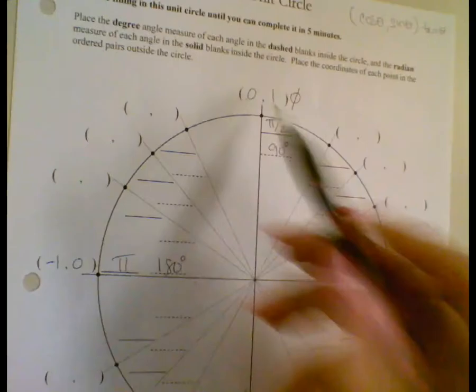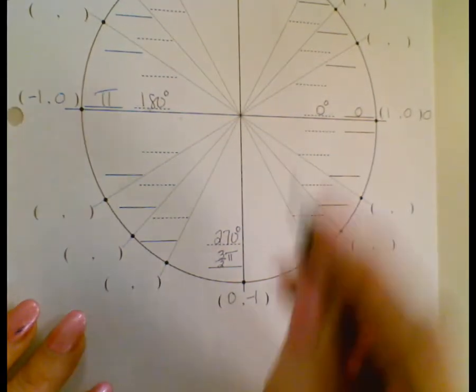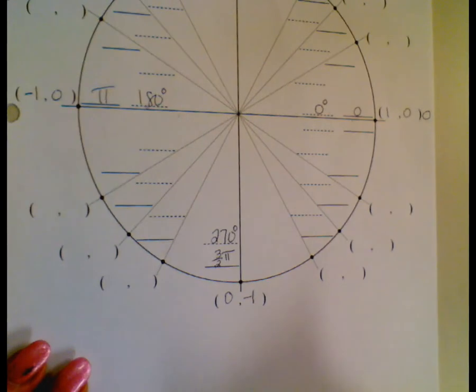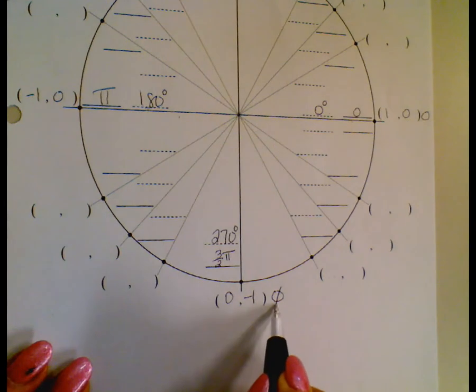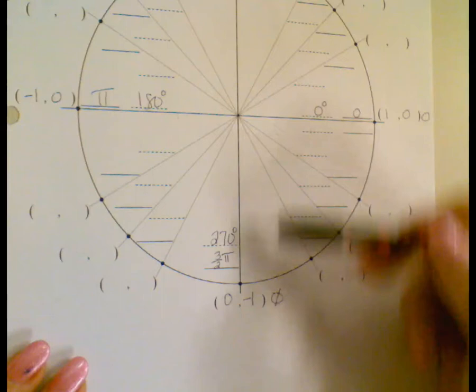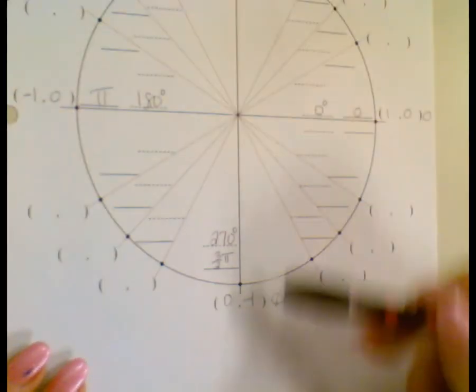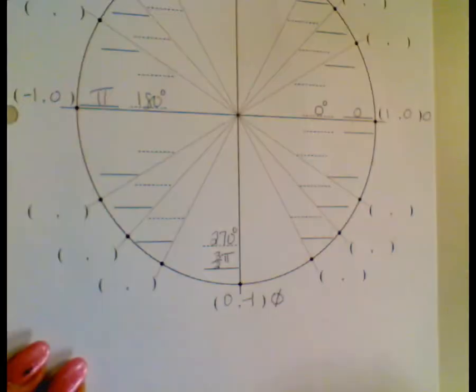It's going to be the same as the 90. See how 90 was 0, 1? This one's 0, -1, because we went down 1. The tangent of this is undefined because -1 divided by 0 is undefined, just like 1 divided by 0 is undefined. And remember, this is a vertical line. Slope and tangent are the same thing. Slope of a vertical line is undefined. Tangent of this line is undefined.